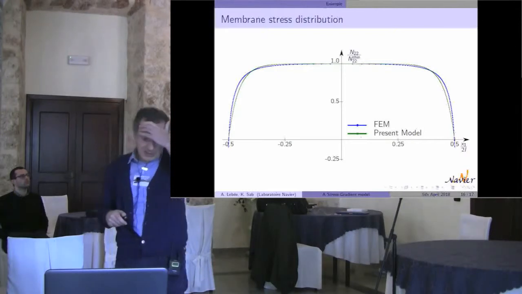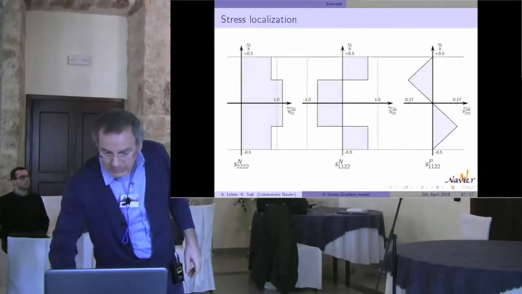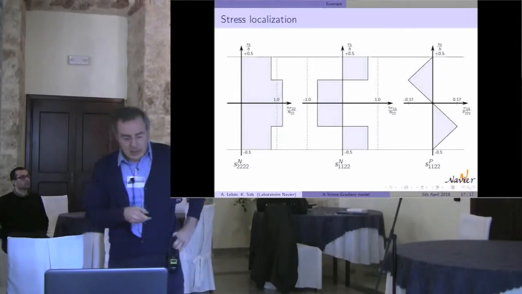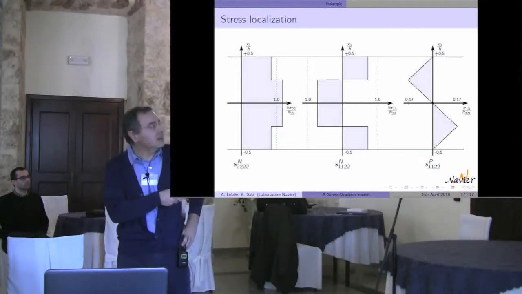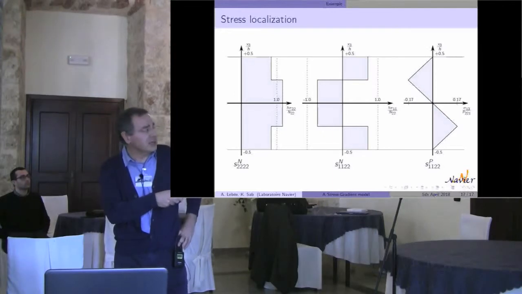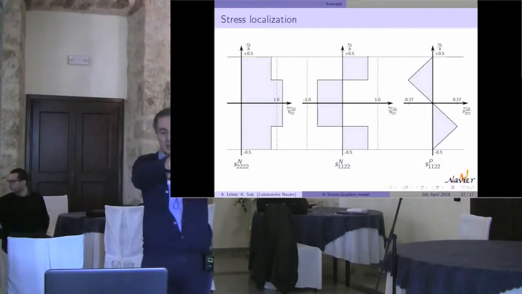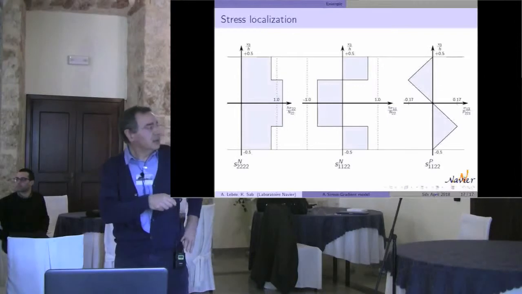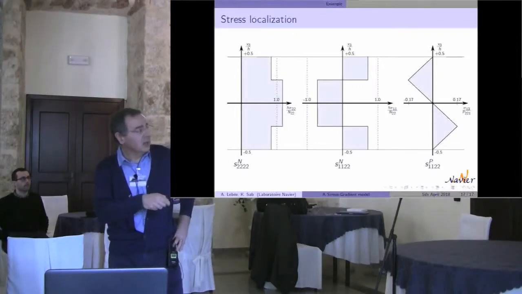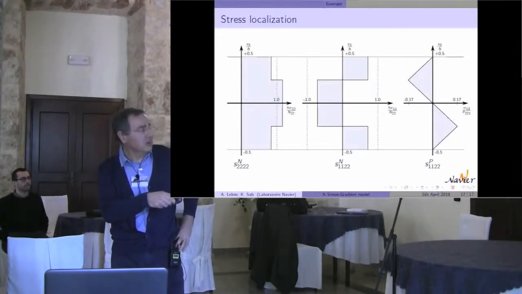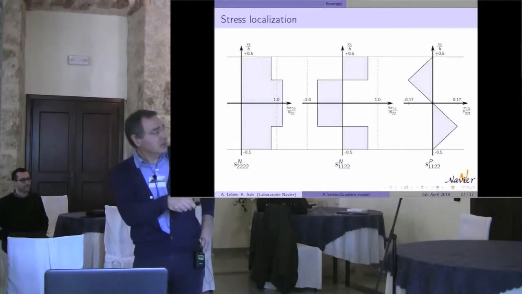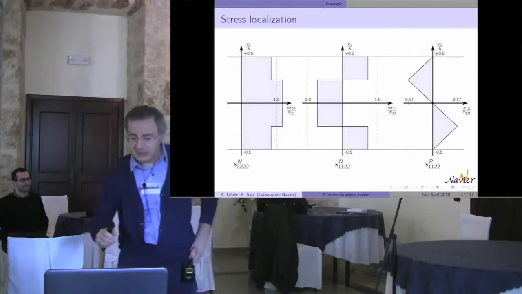So how do we explain this? The explanation is as follows. We can see here the stress localization in the direction 2, 2. Normally the average is equal to 1, and you have your constant stress like this in the upper layer, and here in the core of the sandwich. Now in the other direction, in the direction sigma 1, 1.